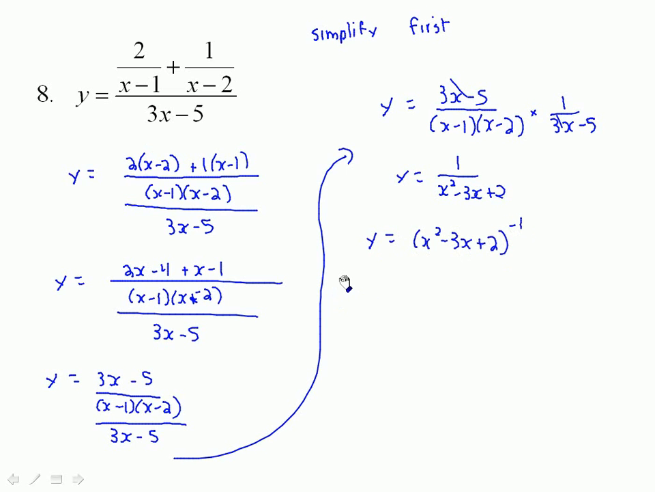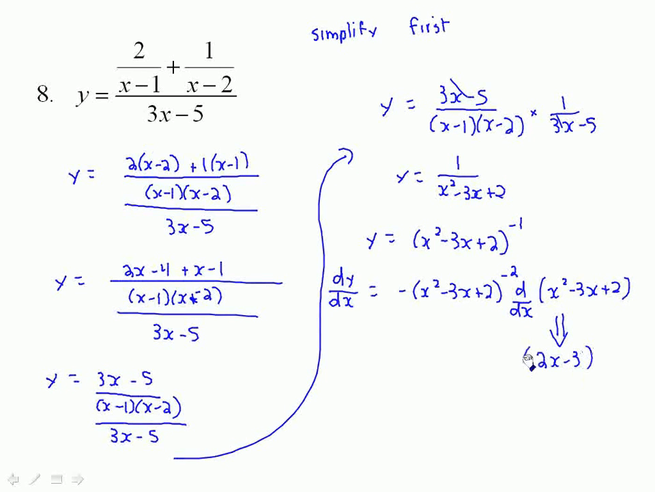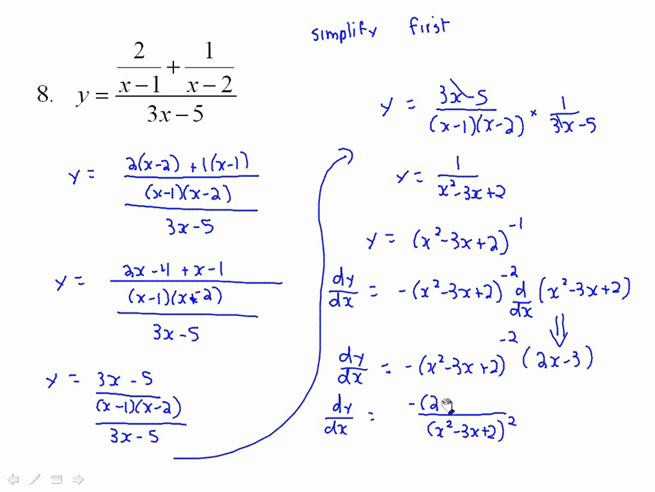So this question now is really a pretty straightforward chain rule problem. So dy dx is equal to negative x squared minus 3x plus 2 to the negative 2 multiplied by the derivative of the inner, which I will write out in this form. So d dx of x squared minus 3x plus 2, and then it's 2x minus 3. And then dy dx is equal to negative x squared minus 3x plus 2 to the negative 2. And to finish it off, I'll put this on the denominator with a positive exponent, leaving me with negative 2x minus 3.